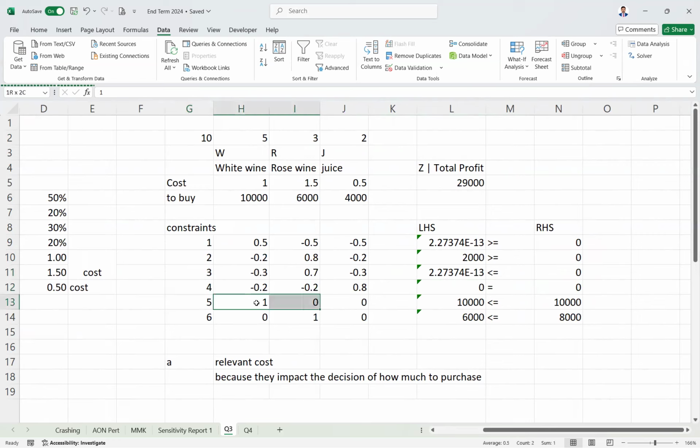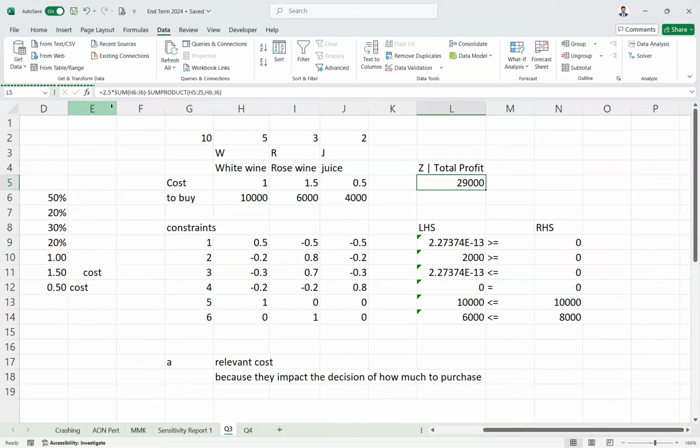And this one you see, the composition or how many gallons of W can be, it has to be less than or equal to 10,000 because the supplier is not ready to provide more than 10,000. Similarly for R, it is less than or equal to 8,000. Then Z is how much? They said this is total profit. This is maximum because this is a profit.